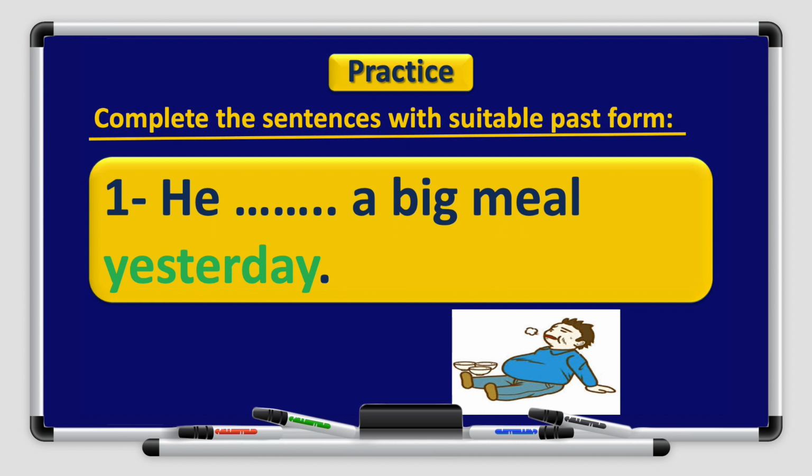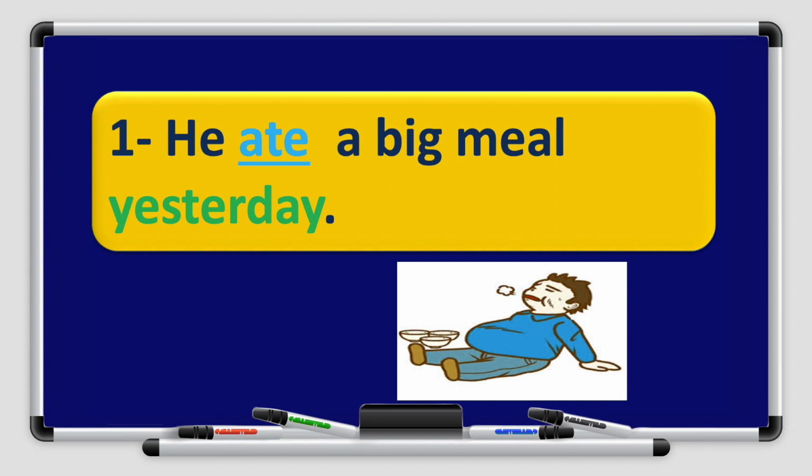Now let's have some more practice. Complete the sentences with suitable past form. Number 1. He blank a big meal yesterday. Look at the picture. That's right, boys and girls. He ate a big meal yesterday. Eat in present and ate in the past. It's an irregular verb. And we have the word yesterday, which shows that the sentence is in the past tense.